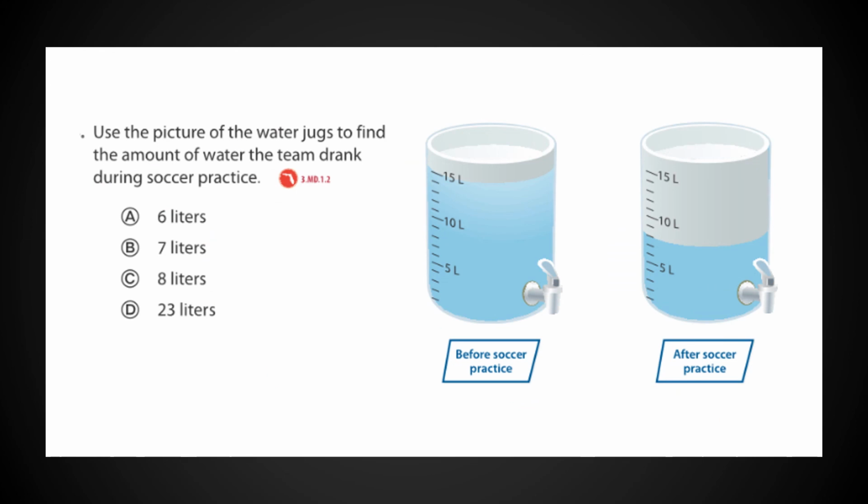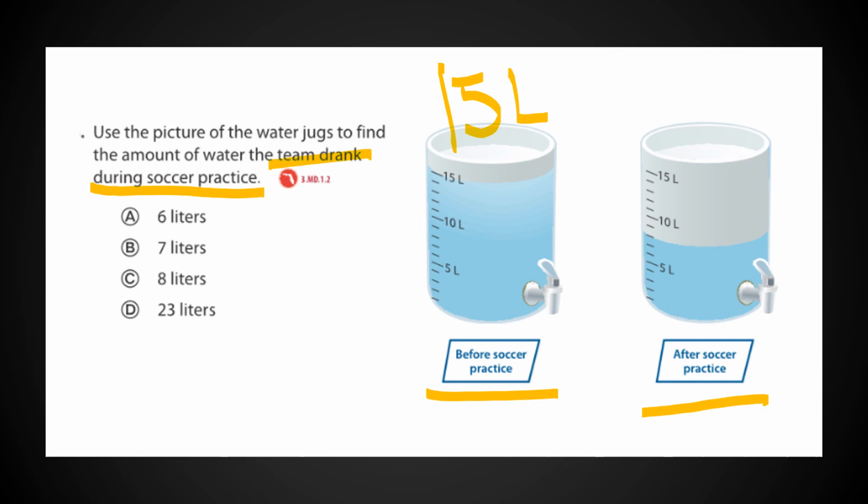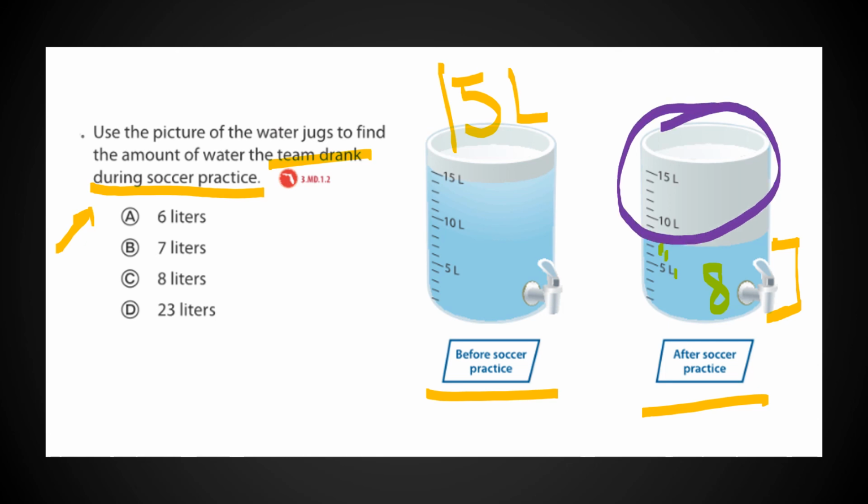The last slide that we have here is one of our FSA style questions. And so here it asks us to use the picture of the water jugs to find the amount of water the team drank during soccer practice. So here is the before the picture. So before I had 15 liters, and after soccer practice, I have 5, 6, 7, 8 liters left. So I want to know how much did they drink during practice. So if the water is still left in here, they didn't drink that. So I'm looking for the amount of water here that they did drink.